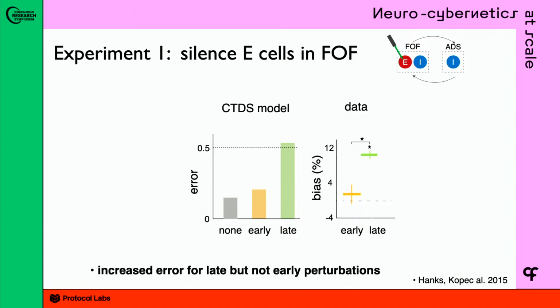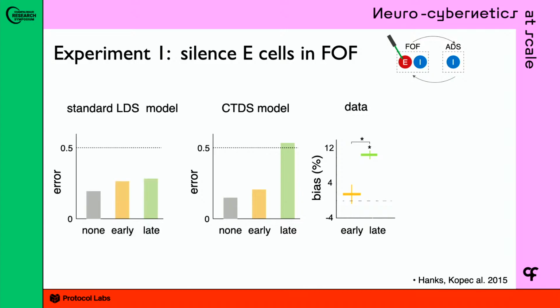Just to show you, if I had instead tried to do this with the standard LDS model. It's not obvious, as I said, how to apply the perturbations just to one population using the standard LDS. And we did that by randomly selecting groups of a subset of the latent variables, but we're not able to capture this effect when we don't have the cell type information.